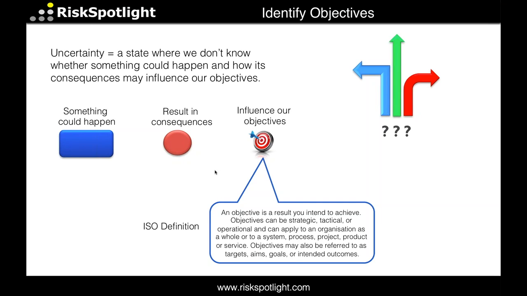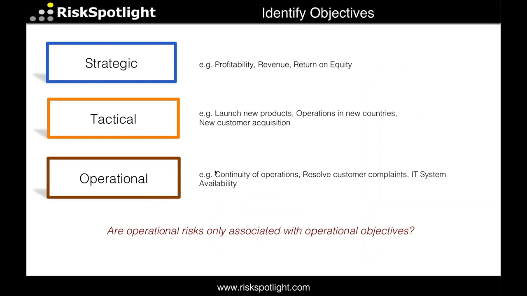Objectives can be strategic, tactical, or operational, and can apply to an organization as a whole or to a system, process, project, product, or service. They may also be referred to as targets, aims, goals, or intended outcomes. Basically, what are we trying to achieve as an organization. The definition classifies objectives into three categories. Strategic objectives could be a certain level of profitability, revenue, or return on equity.